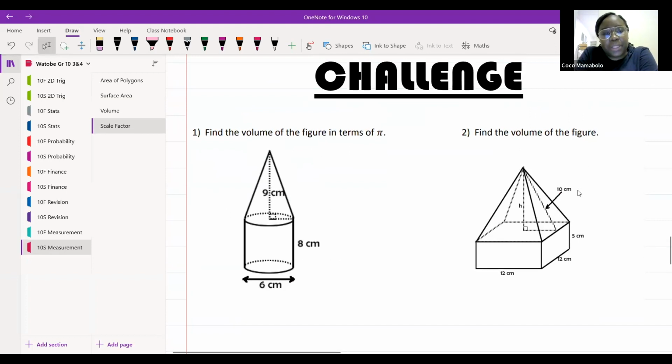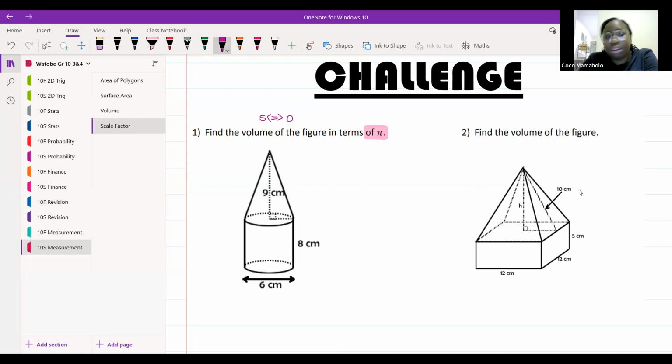Here's your next challenge, peeps. Note in this particular question that they want us to find the volume of the composite figure in terms of pi. What this means is that when we get to the end of our answer, our calculator normally gives us the answer with pi in it, and then we click the SD button, so to decimal, right?